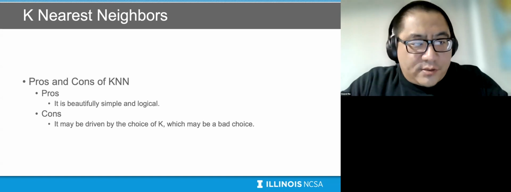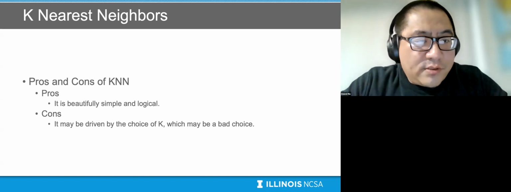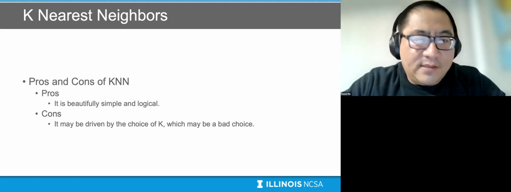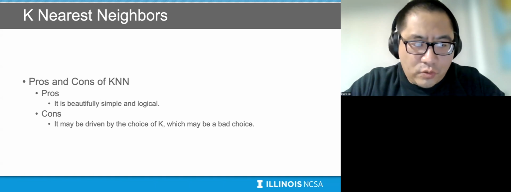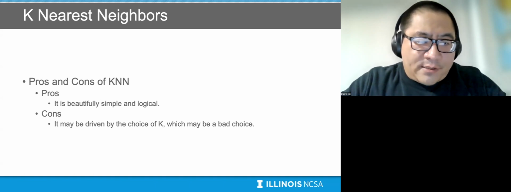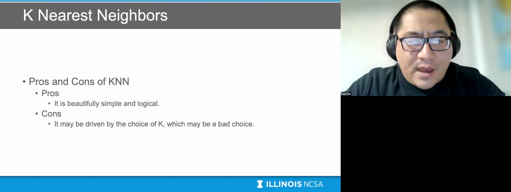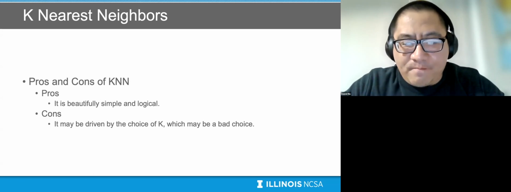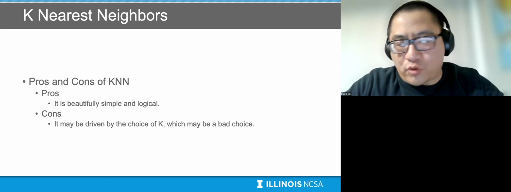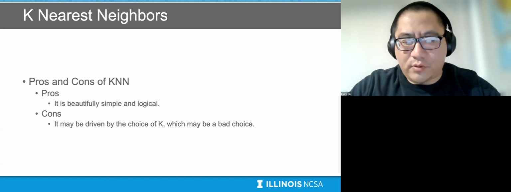The pros and cons. The pros for KNN is that it is beautifully simple and logical. The drawback is it may be driven by the choice of K. Sometimes you have a bad choice, then you will get a bad result.